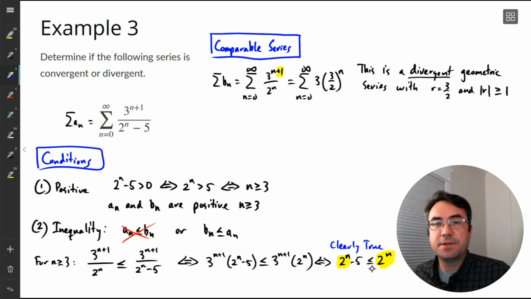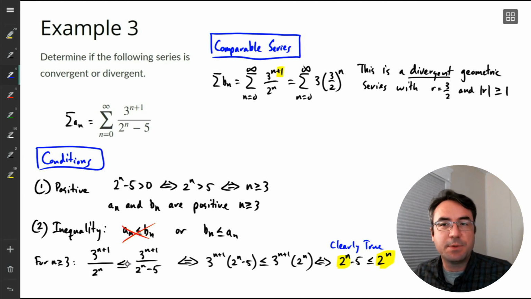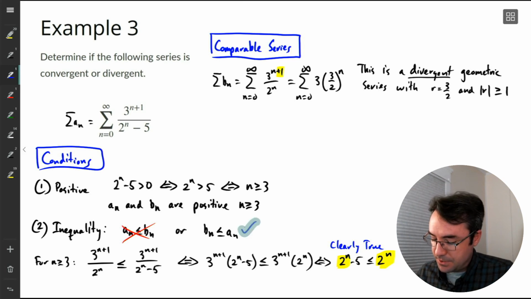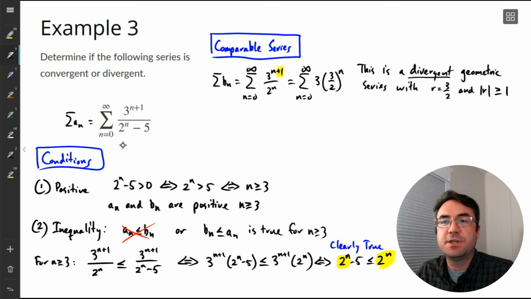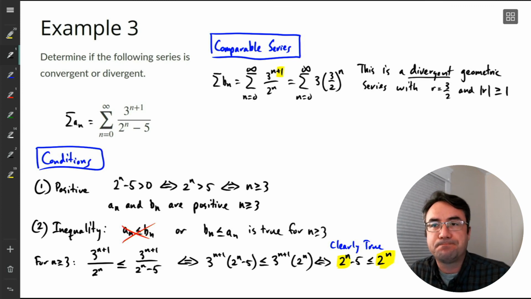So once we get down to this point where we have a clearly true statement, it means all of our previous steps must be true, which is actually showing us that the inequality we wanted is true as well. So this is true for n greater than or equal to 3. Again, that's okay. Even though our series here is starting at n equals 0, we had to go a few steps in, but eventually this became true.